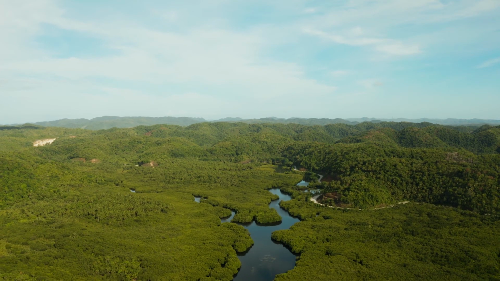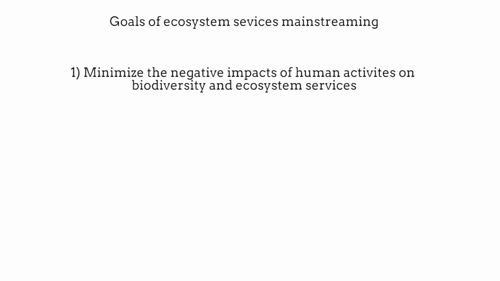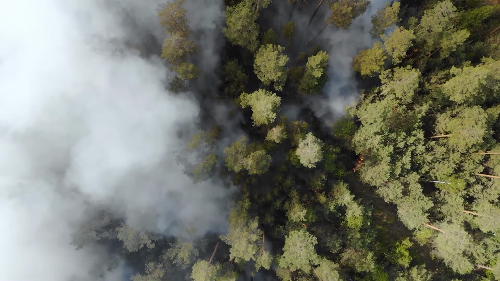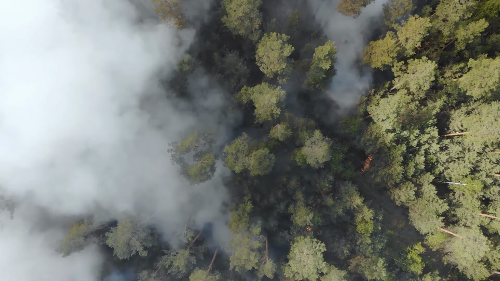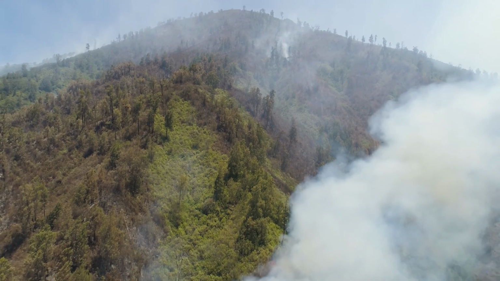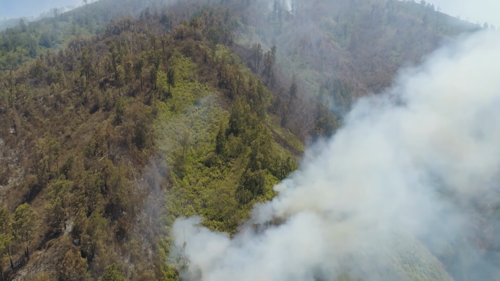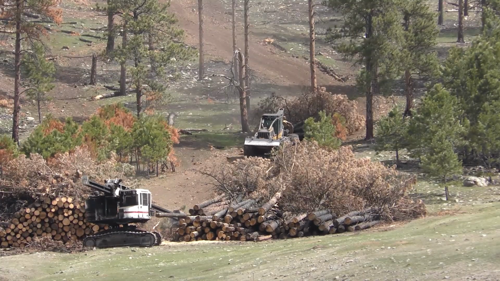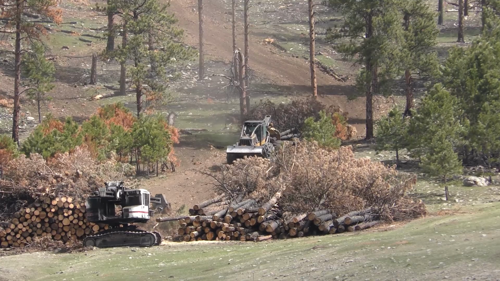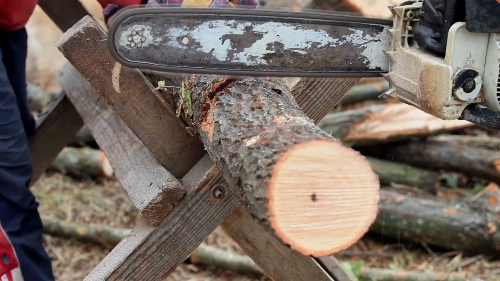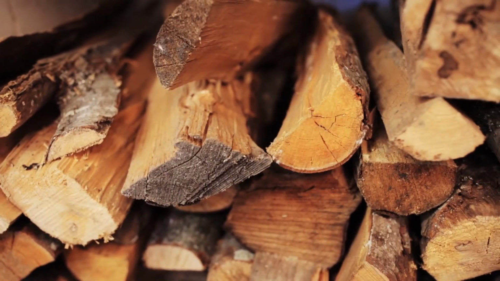Mainstreaming aims to accomplish three goals: to minimize the negative impacts of human activities on biodiversity and ecosystem services. This implies creating a situation in which drivers of biodiversity loss are weakened or removed. Usually, this means addressing the socio-economic needs in a way to reduce the needs of people for particular biological resources and ensure its sustainable use. For instance, reducing the need for firewood by providing other means of energy generation, or introducing forest certification schemes would reduce the pressure on forests and the incidence of illegal logging.